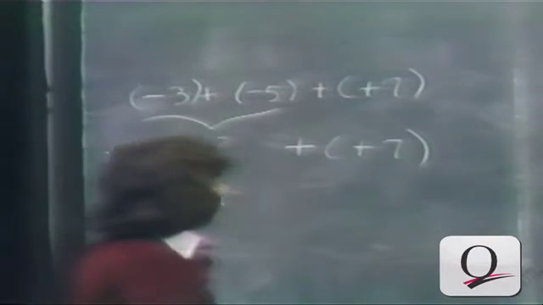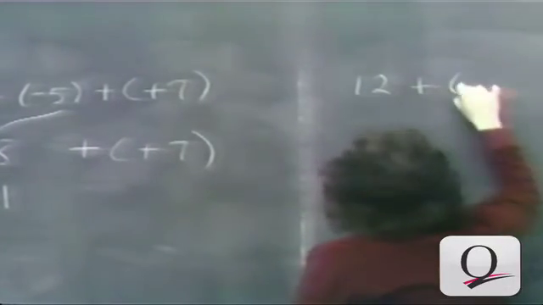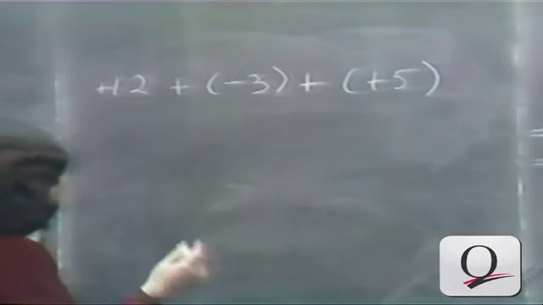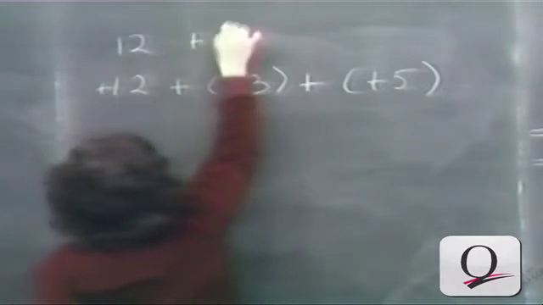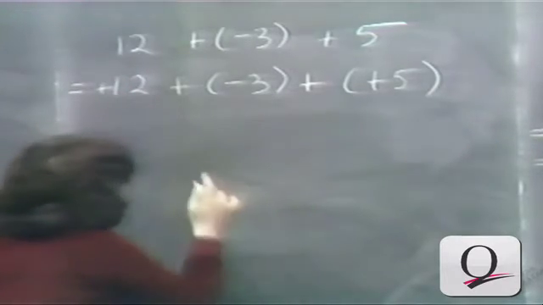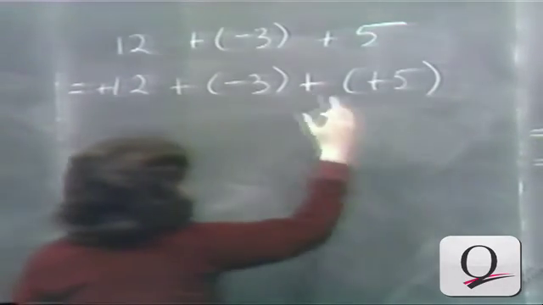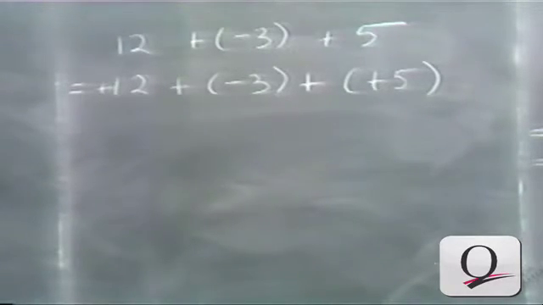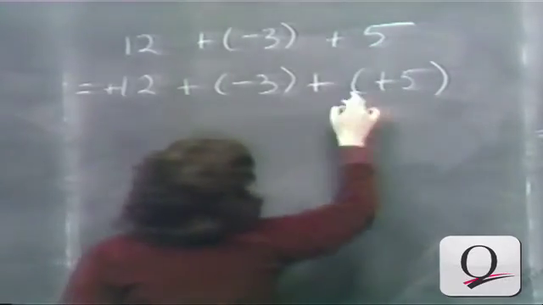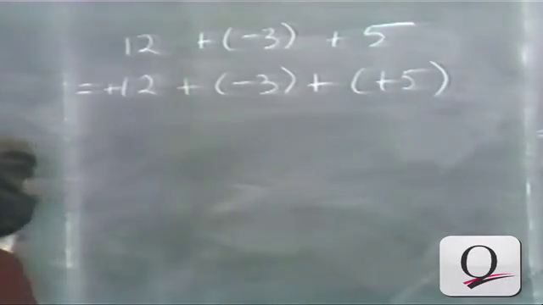Let's try one more example. 12 and -3 and +5. This could really be written +12. If the problem said 12 plus -3 plus 5 like this, your first step would be to mentally think of this as +12 and a -3 and a +5. Whereas a number without a sign is a positive number. 12 is really +12. 5 is really +5. The -3, of course, had to be specified.